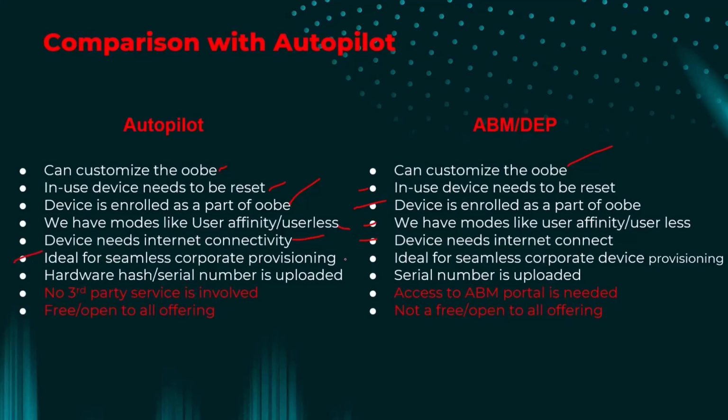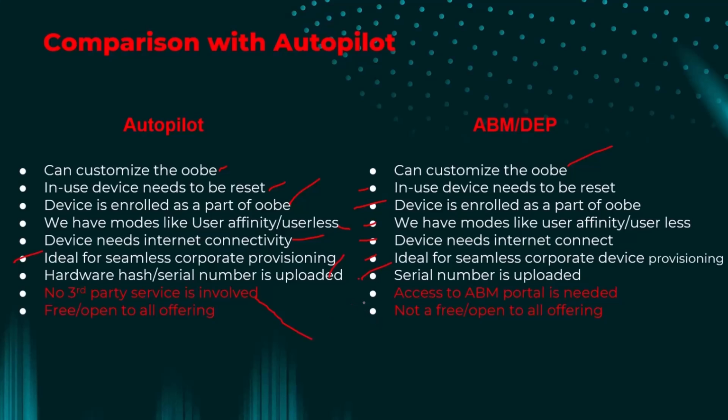This is ideal for seamless corporate provisioning, same applicable for ABM or DEP as well for iOS device. And hardware hash or serial number is uploaded. We are uploading the hardware hash in case of Autopilot, and in case of DEP, we are uploading the serial number. Now, in case of Autopilot, no third party services involved. When I say no third party services involved, what I mean is you have Intune, you have a Windows device which is running with Windows operating system. The Windows operating system is run by Microsoft. There is no other service involved. There are Windows services involved, but there are no other third party that is involved.